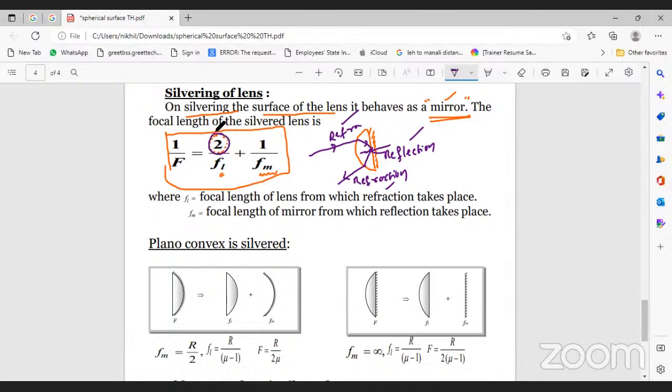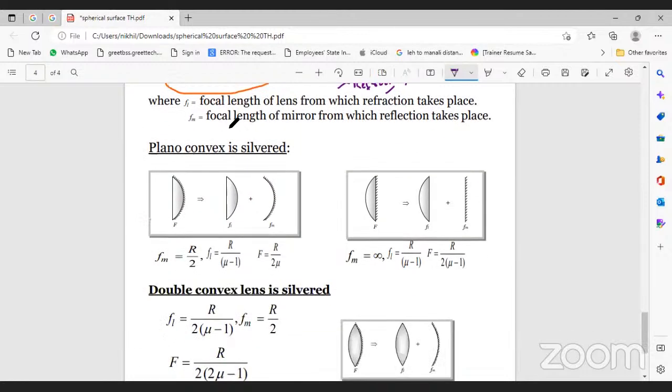So what is the formula if one surface of the lens is silvered? 1 by F is always equal to 2 by FL plus 1 by FM. Got it? Yes or no? Yes, sir.